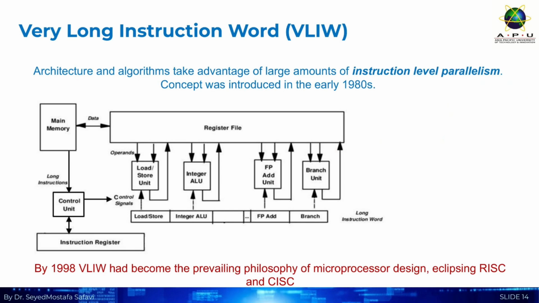Next, we look at VLIW, or Very Long Instruction Word. This architecture emerged in the 1980s and was a prevailing philosophy by 1998, even overshadowing competitors like RISC and CISC for a time. The core idea is to find a way to take advantage of large amounts of instruction-level parallelism by making the compiler, not the hardware, do the heavy lifting. VLIW is basically computer architecture's attempt to pre-package operations for maximum speed. We'll see how this is related to modern GPU design shortly.